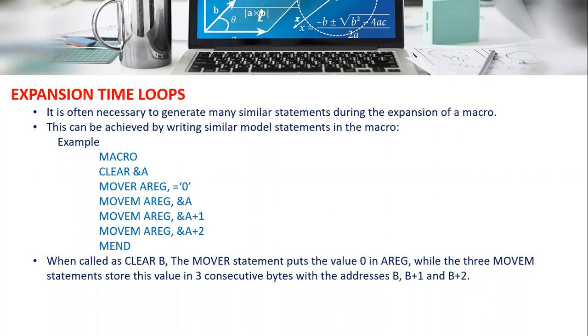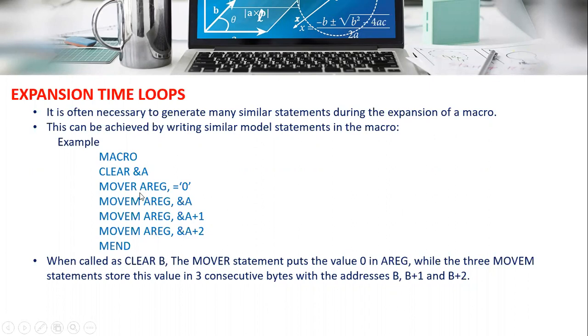Now it is a tedious task for the programmer. You can see this particular example here: MACRO CLEAR A, MOVE R A register equals 0, then MOVE M A register, MOVE M A register plus 1, MOVE M A register plus 2. Now we can see these three model statements where we have the common part. Okay, this is the common. Only the changes will be done at this particular value.